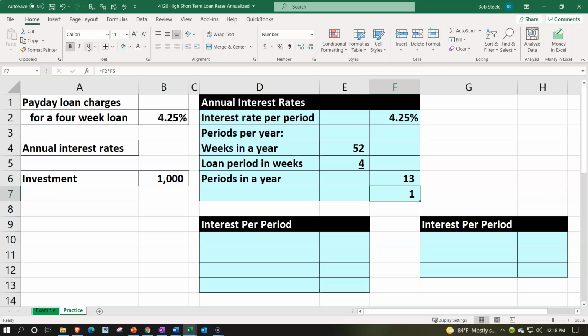Let's add a decimal there and add some percent. Home tab, number group, percentify, add a couple decimals. So it's 55.25%, which again is a huge percent on a normal annual loan. And that's why these payday loans are often regulated and whatnot.